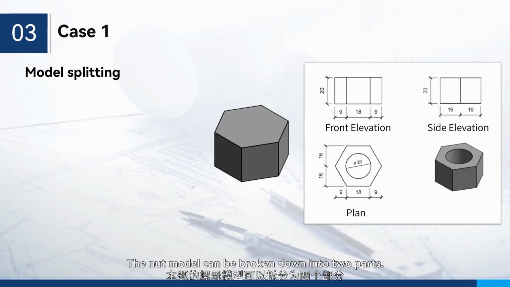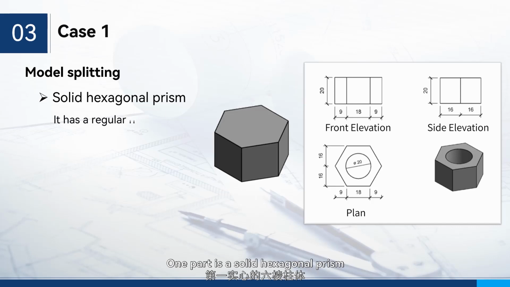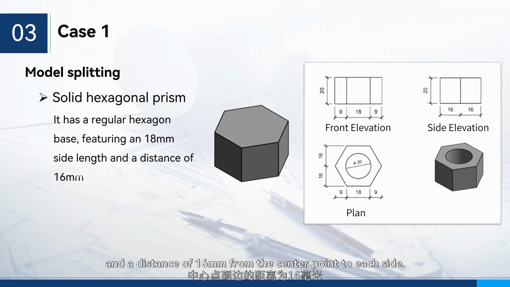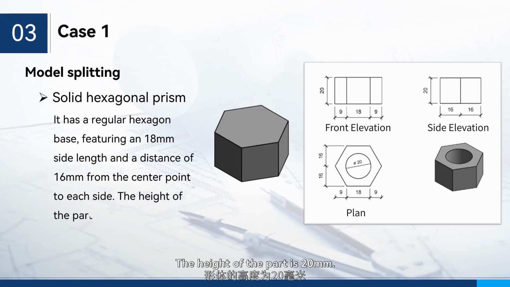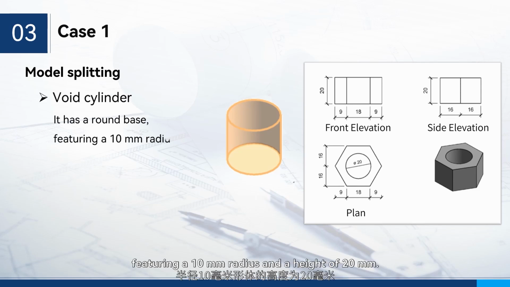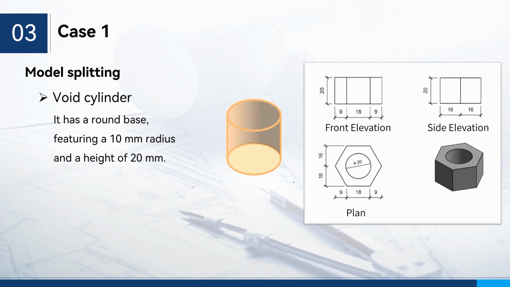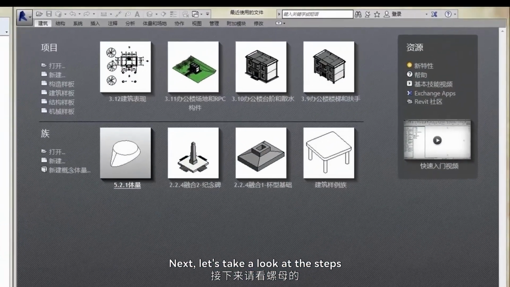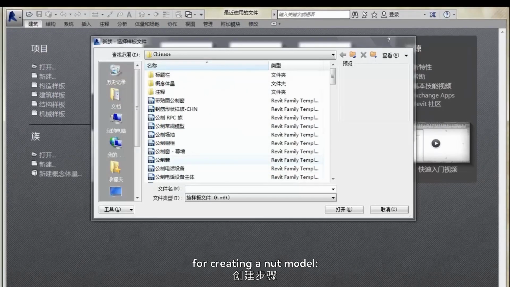The nut model can be broken down into two parts. One part is a solid hexagonal prism with a regular hexagon base, featuring an 18 mm side length and a distance of 16 mm from the center point to each side. The height of the part is 20 mm. The other part is a void cylinder with a round base, featuring a 10 mm radius and a height of 20 mm. These two parts can be created separately with the commands of solid extrusion and void extrusion. Next, let's take a look at the steps for creating a nut model.